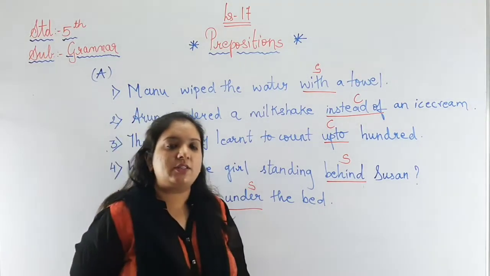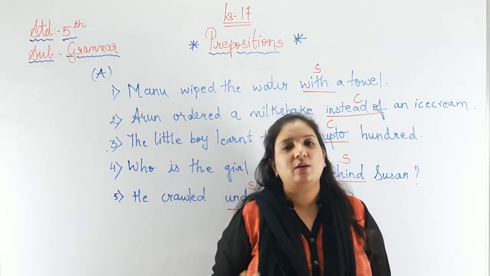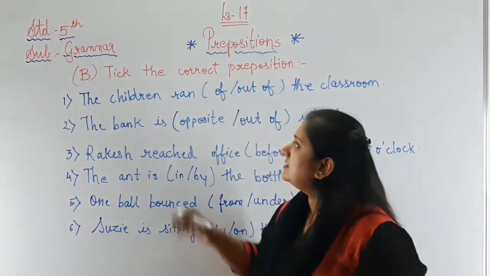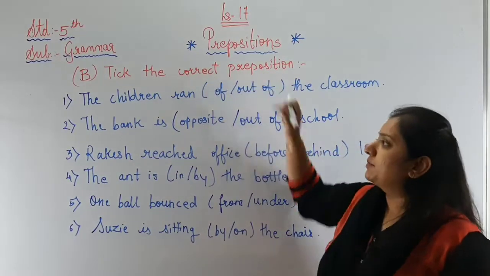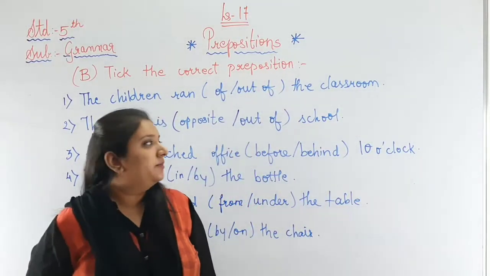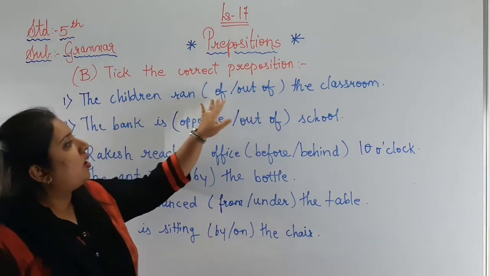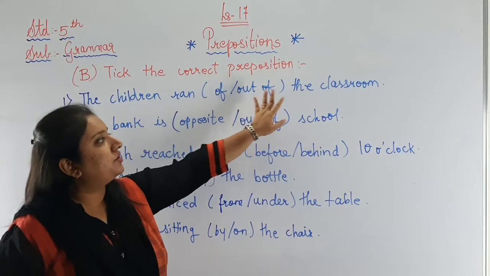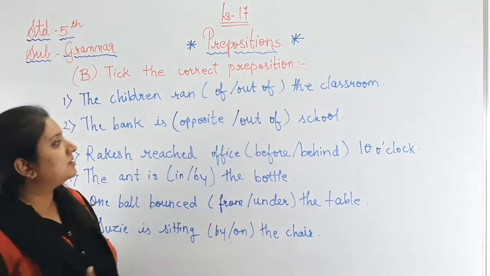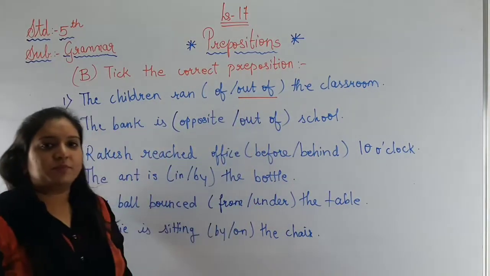So I hope you have understood this exercise, how to identify between simple preposition and complex preposition. Let us look at the second exercise. It says tick the correct prepositions. Here the prepositions are already given, and we have to tick the correct one. Look at the first one: the children ran off the classroom or out of the classroom. Here we are talking about a preposition of place, so the answer will be: children ran out of the classroom.